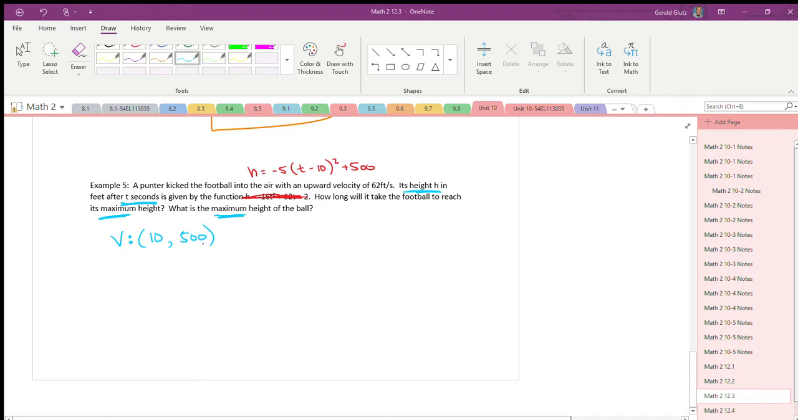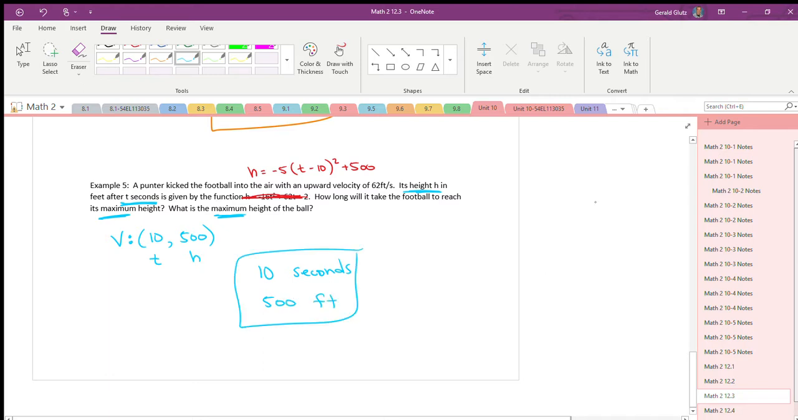This t, normally there's an x there, so t is replacing x. H is where y normally is, so this is my h value. So that means my answer is 10 seconds. It took the ball 10 seconds to get up to its maximum height, and then it reached a maximum height of 500 feet.